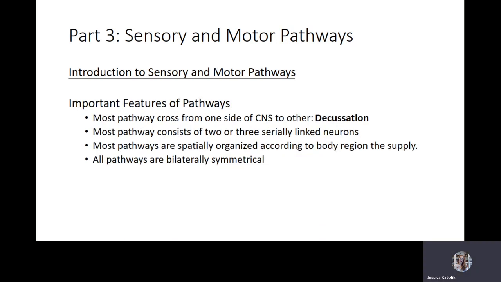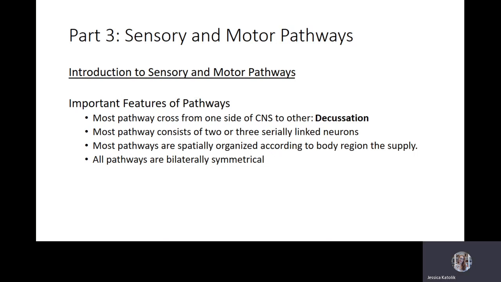So there are going to be some important features of pathways that we need to be familiar with. And when we go into specific pathways that we describe, we're going to highlight these key points for each pathway. The first thing to notice is that pathways, or the axons in those pathways, are going to cross over from one side of the central nervous system to another. And this crossing over is called decussation.